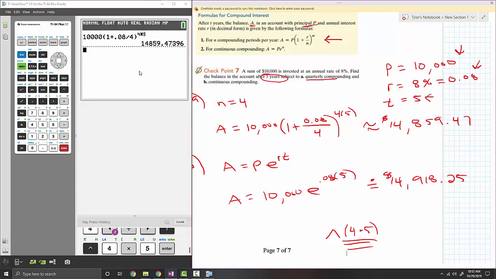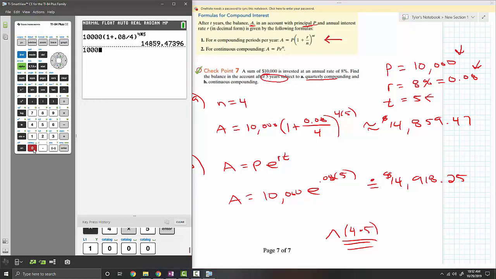Right? And then if you want to input part B in your calculator, we would just hit 10,000 and then times, and then we want the button e to the x. So you'd hit second, and then the natural log button gives you e to the x, and then I would have 0.08 times 5 in the exponent. Similarly, your calculator might prompt you with that caret symbol if you have an older calculator, so you'd have to put the exponent in parentheses. If I hit enter, we get the same value that I had gotten, rounded to the nearest cent.